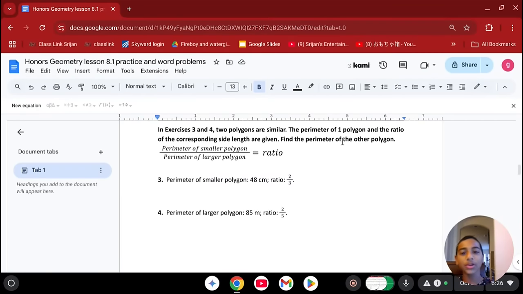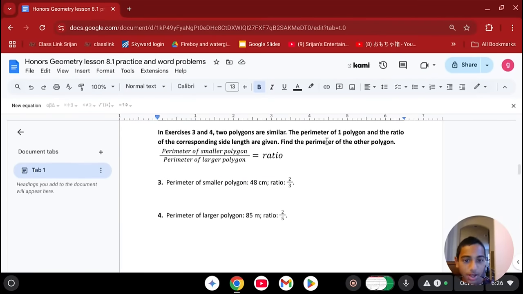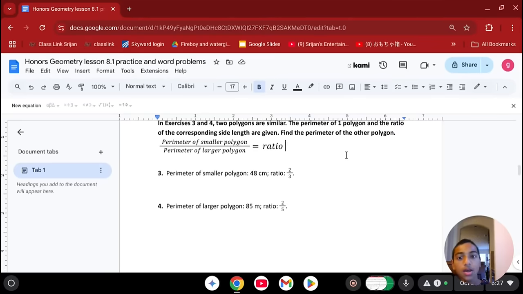In exercises 3 and 4, the two polygons are similar. The perimeter of one polygon and the ratio of the corresponding side lengths are given. We're asked to find the perimeter of the other polygon. And I wrote down a little formula that will help us. The perimeter of the smaller polygon divided by the perimeter of the larger polygon equals the ratio. And remember, this only works when the ratio is 1 or less than 1, at least for these examples.